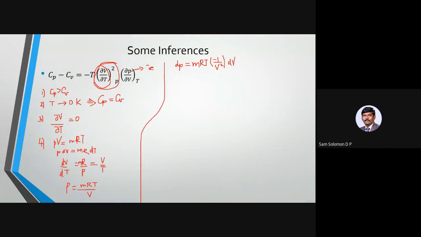So what we require is dP by dV. So dP by dV equal to minus mRT divided by V squared. And mRT by V is nothing but pressure P. So that is nothing but minus of P divided by V.